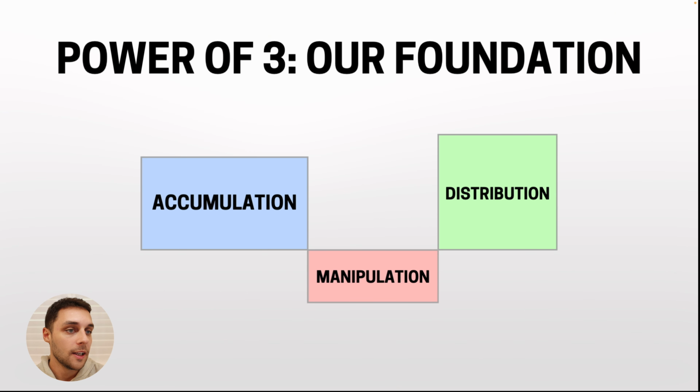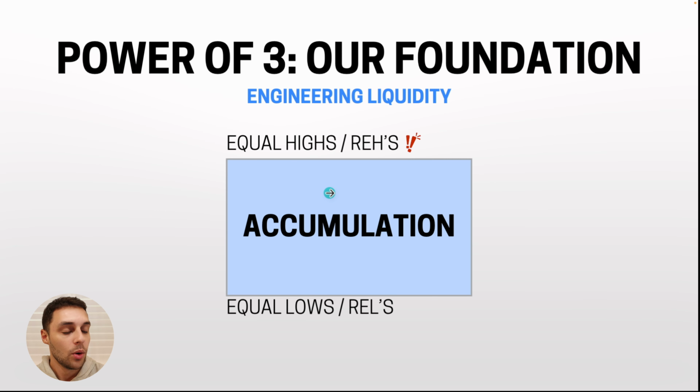So let's progress to the next slide here. Our foundation is power of 3, or you've probably seen it described as accumulation, manipulation, and distribution. But we can dissect this a little further to have a better idea of how we can get involved in the distribution phase after identifying the manipulation phase. Okay. First, we need to understand accumulation and what we want to see from the accumulation phase to have a high quality setup, and by extension, again, to increase our trade accuracy.